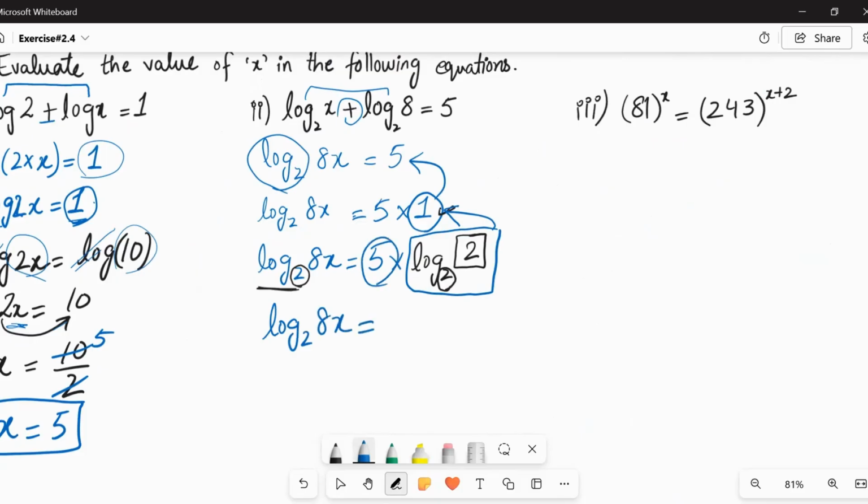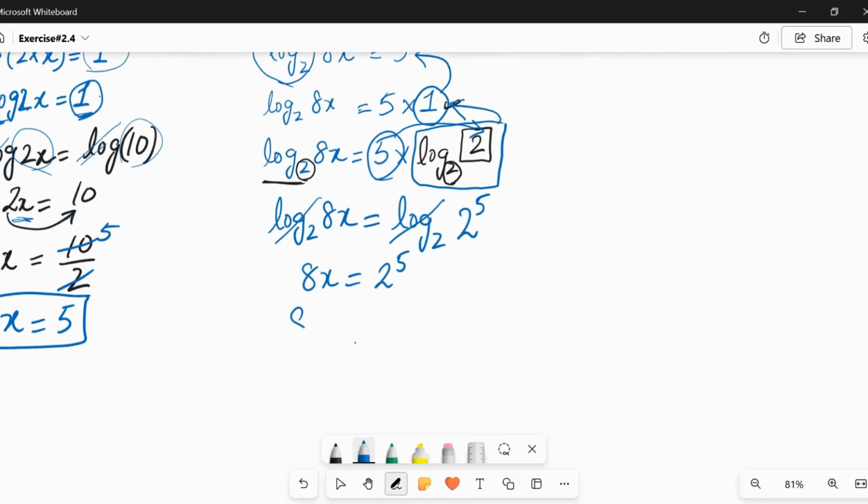टू, अच्छा ये जो 5 है ये log से पहले है, तो इट मीन्स 5 इज अ पावर ऑफ 2, सो यू राइट इट लाइक दिस, log with base 2 and 2 power 5, right? Now these logs will cancel out each other and you are left with 8x equals 2 power 5. Now you know what is 2 power 5, it's 32.